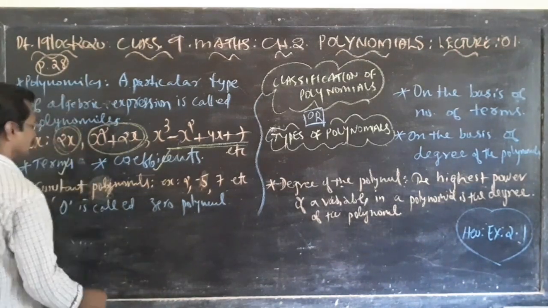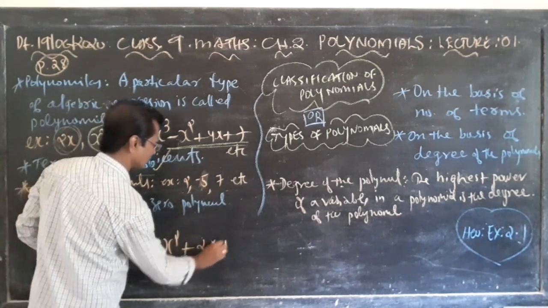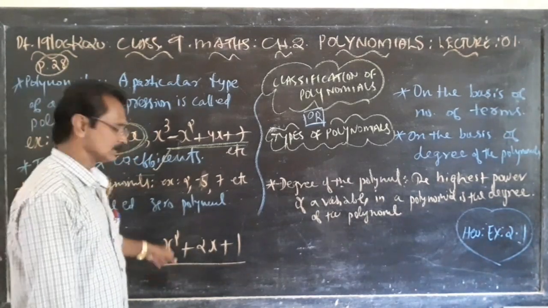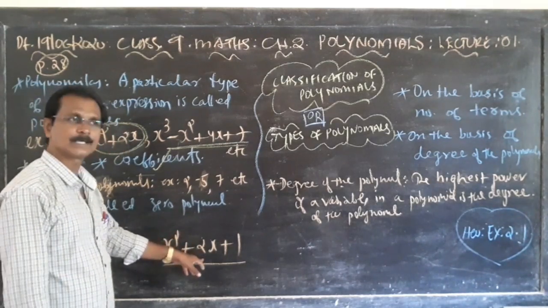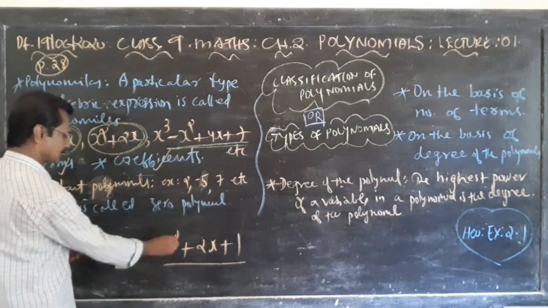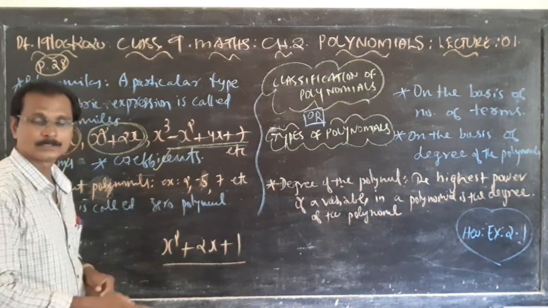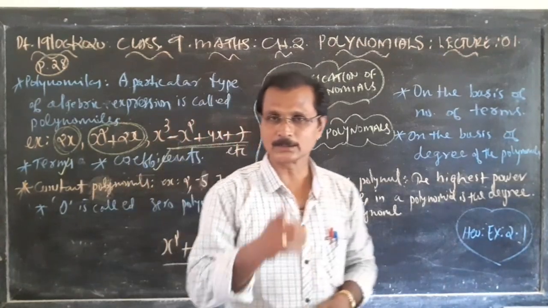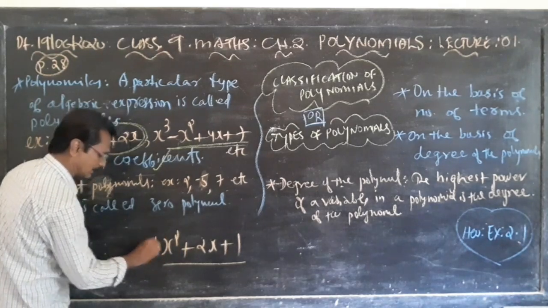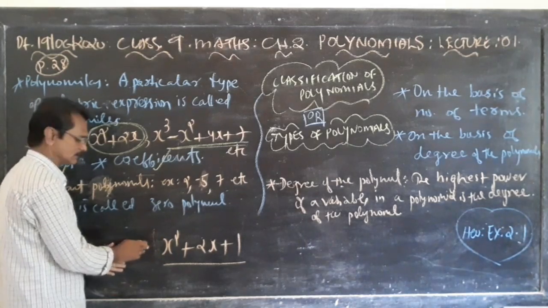Another example, x squared plus 2x plus 1. How many terms are there? 3 terms. The first term is x squared, the second term is 2x, and the third term is 1. Now look at the first term, x squared. There is no number written, but there is a 1. If there is no number, you can imagine 1 is the coefficient. Usually we do not write 1 there, but 1 is there.